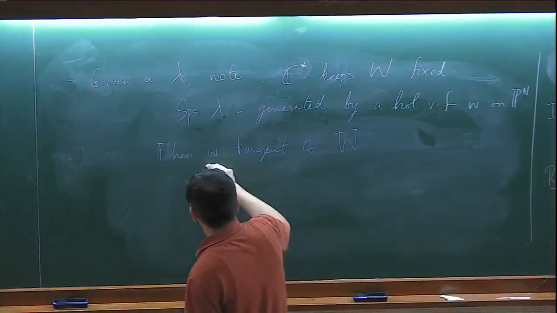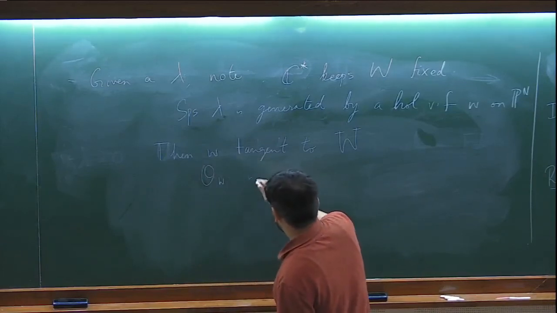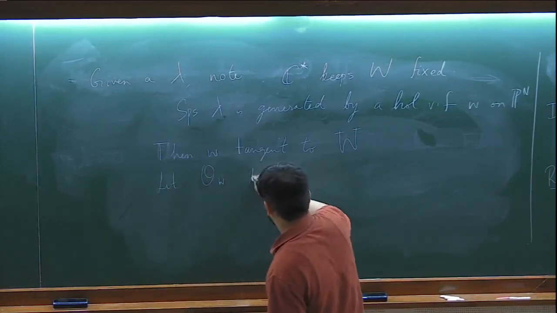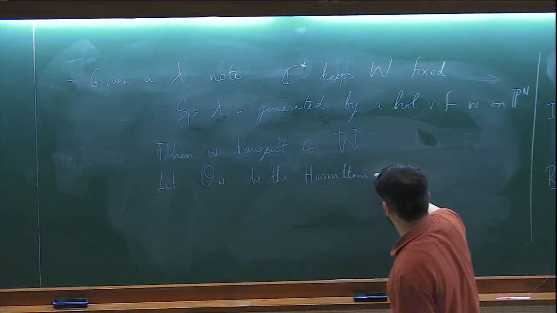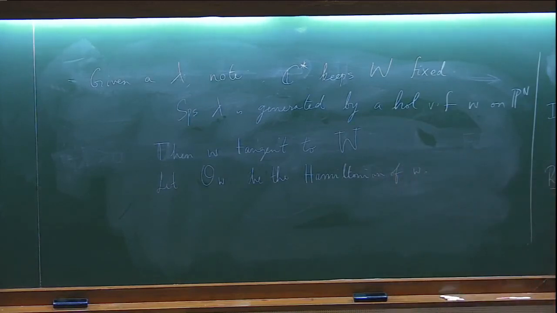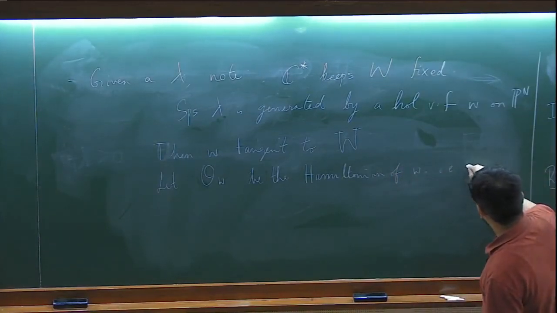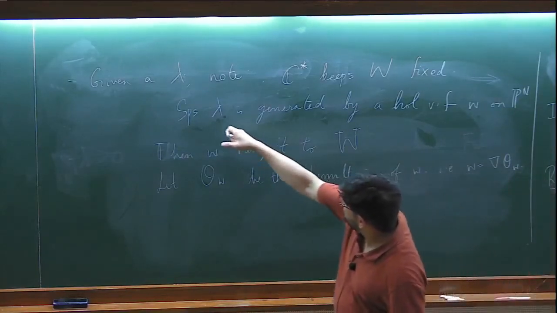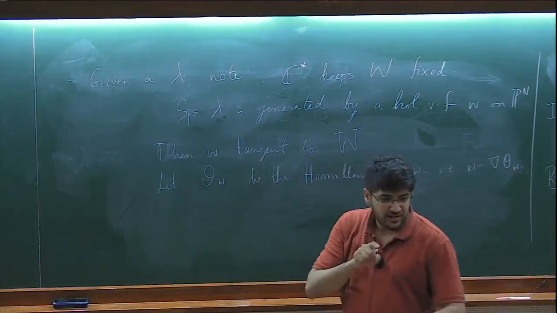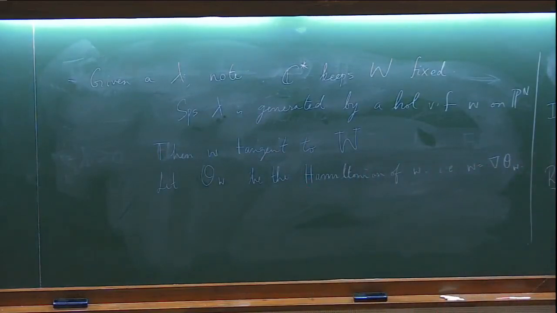Okay, then I need another notation. Let theta W be the Hamiltonian of this holomorphic vector field W. So that means that this holomorphic vector field is basically just given by the gradient of theta W. So essentially when you move by lambda, you're essentially moving along the gradient flow of this function theta W, right? So on Pn, given a holomorphic vector field, you can always find such a Hamiltonian, okay?